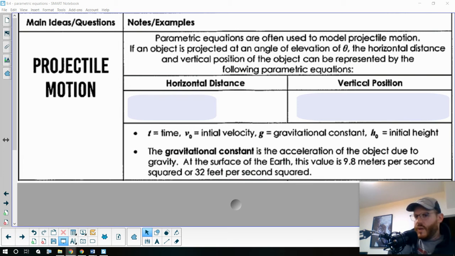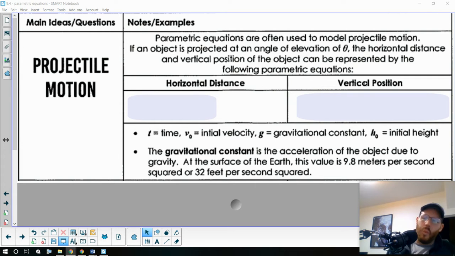Hey guys, so in this video we're going to put a lot of what we've been doing with parametric equations together and apply it to a real world situation. A lot of the mechanics that we've been developing in the last two videos are going to come together in this video to answer a small scale real world problem.